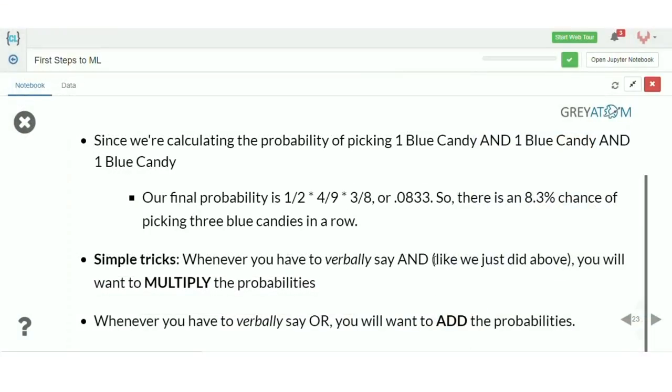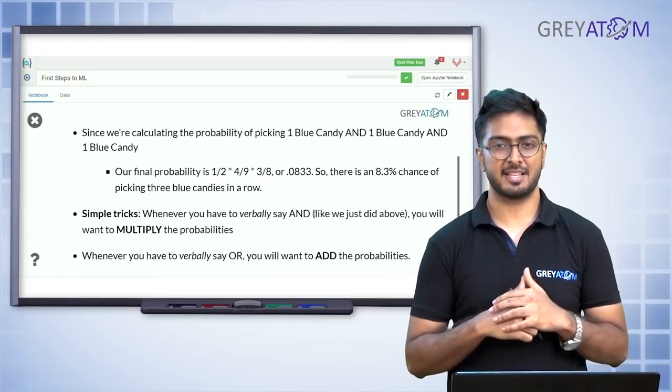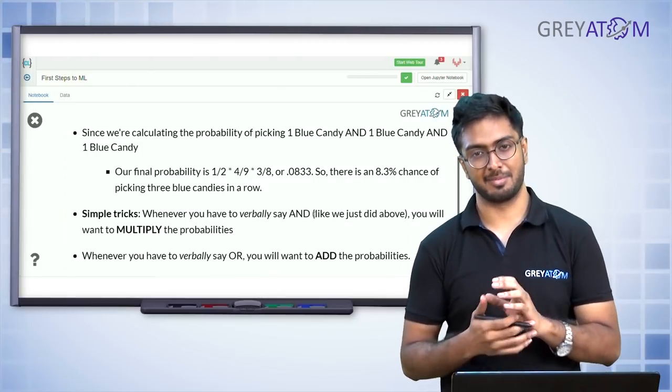A simple trick, which we have talked about already: whenever we have to verbally say "and," like we did above, we just multiply the probabilities. And that is basically the concept of A intersection B.